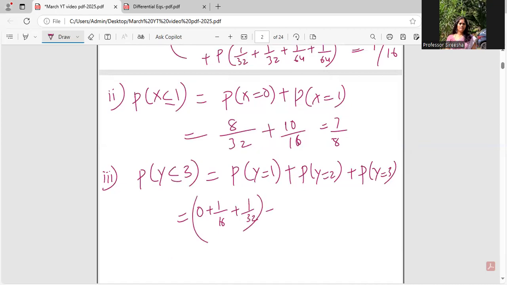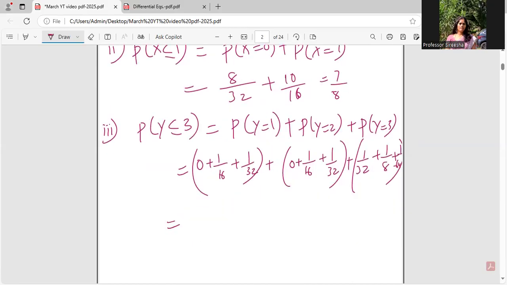Plus y is equal to 2 would be, again the same thing, 0 plus 1 by 16 plus 1 by 32, is what I have in the table. Then 1 by 32 plus 1 by 8 plus 1 by 64. All these values I'll add. Again, I have the answer for the third one as well. It comes out to be 23 by 64. You can just solve and cross check. This is how I'll be solving.